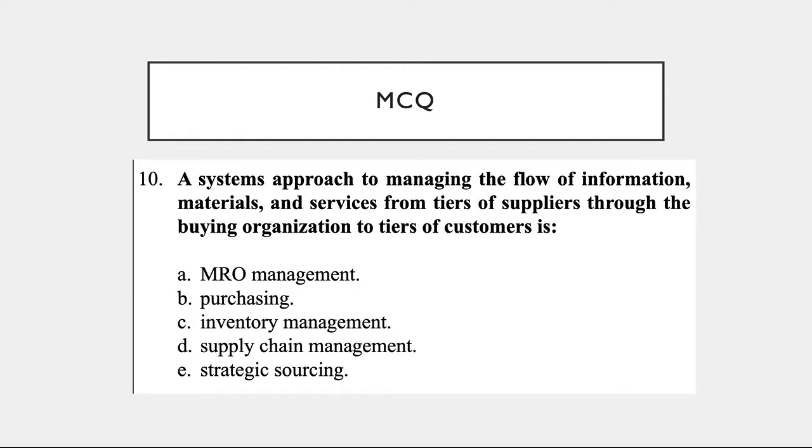A system's approach to managing the flow of information, materials, and services from tiers of suppliers through the buying organization to tiers of customers is, of course, D. This is the definition of supply chain management. You should know it.